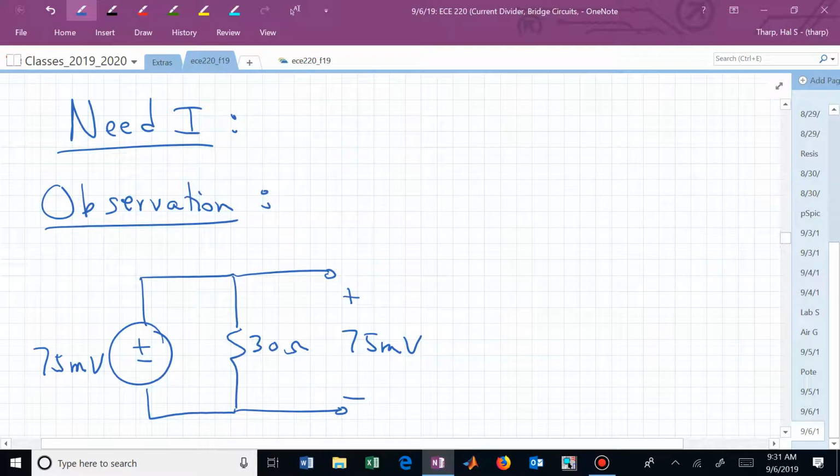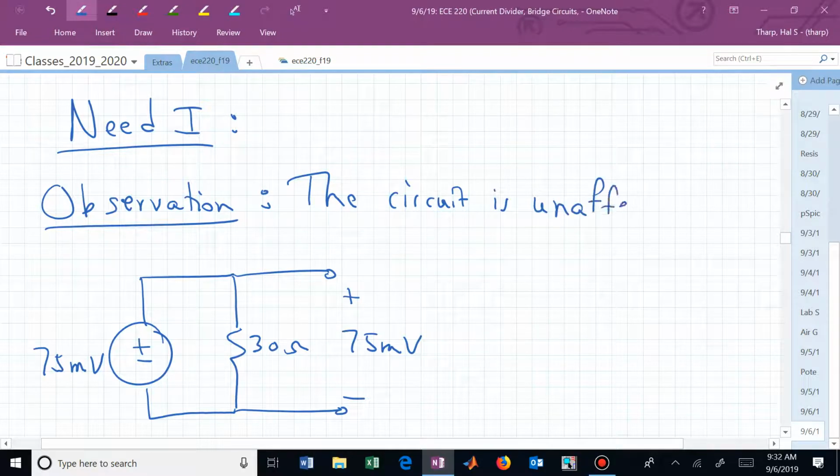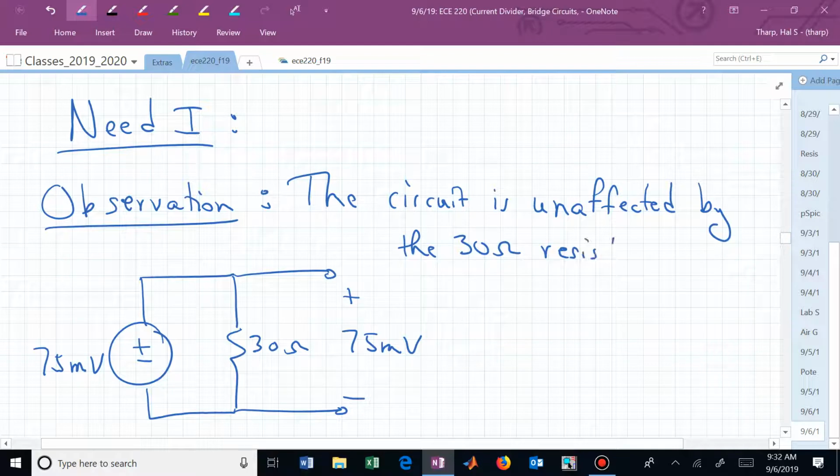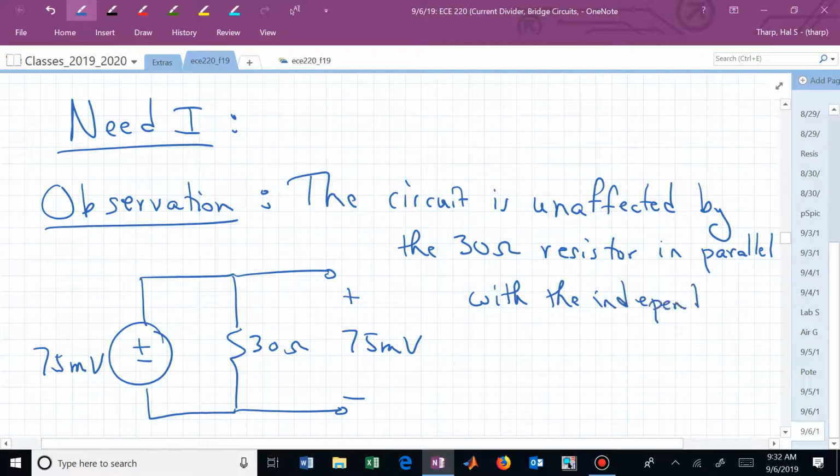Our observation is the circuit is unaffected by the 30 ohm resistor in parallel with the independent voltage source.